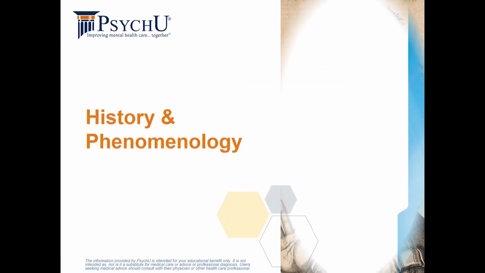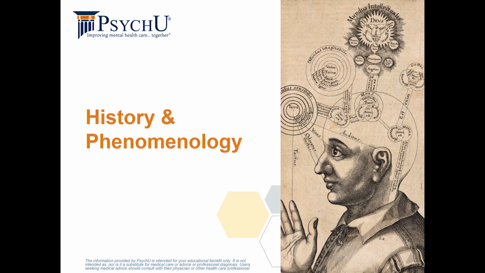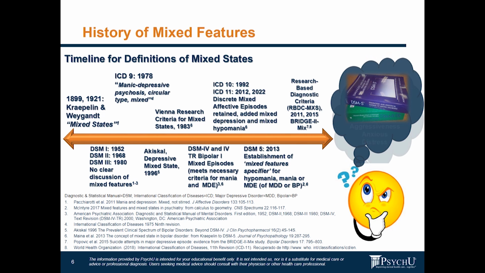We'll first start off with the history and a bit of a phenomenology lecture on what mixed states look like and how they're conceptualized. The modern history of mixed states starts in the late 19th century at the University of Heidelberg, where Kraepelin was the director of the psychiatric clinic and his colleague Weygand, and the two wrote about mixed states in 1899. Kraepelin later expanded upon that and included a complete chapter about mixed states within his classic 1921 textbook, Manic-Depressive Insanity.